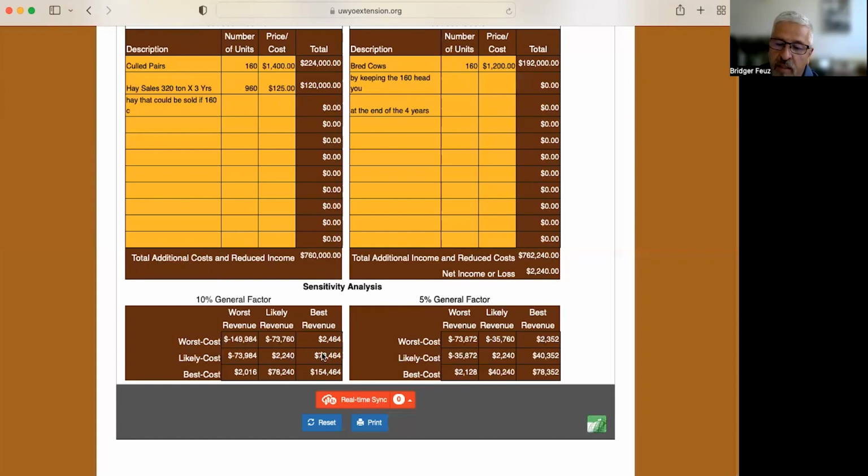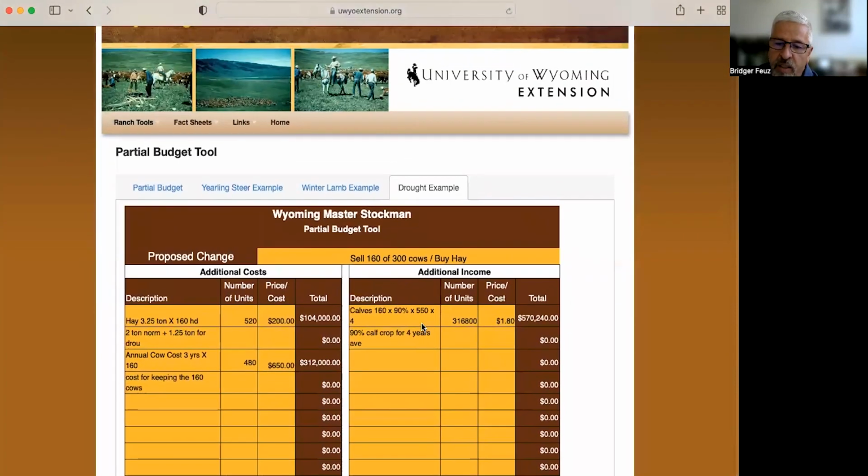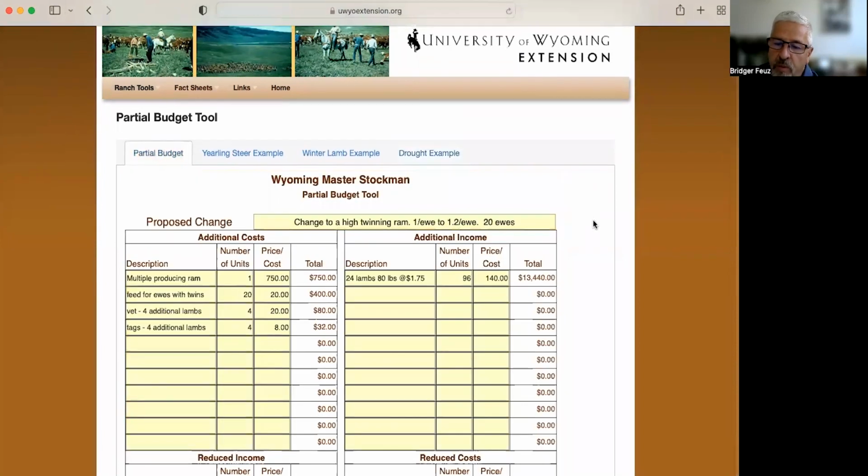So that's the way the sensitivity analysis works. Really helps to give you an idea of sort of worst to best case scenario, but also if you have a partner, if you have a bank, this sensitivity analysis really helps them to see the possibilities as they go through. So that's that drought example on the partial budget. I will share one other simpler example here that we just worked up.